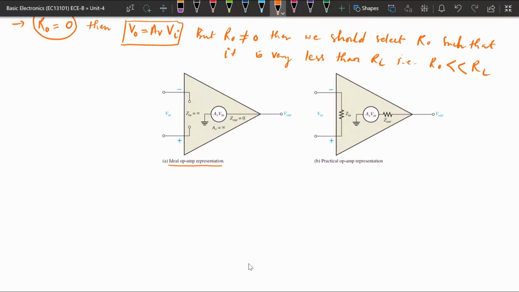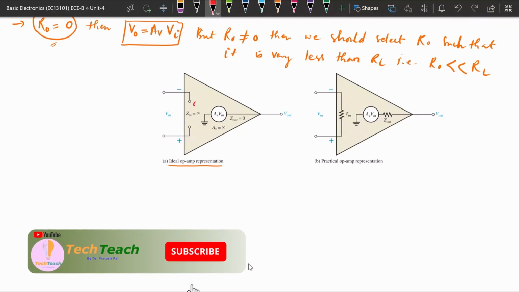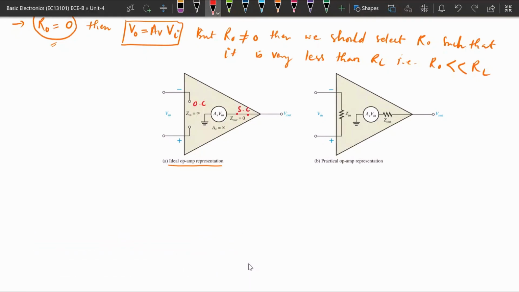And the output resistance would be 0. So for the ideal case, Z out is 0. There is 0 resistance, which means it is a short circuit. So you can just write here, it is open circuit, and here it is short circuit. This is the case of the ideal operational amplifier.